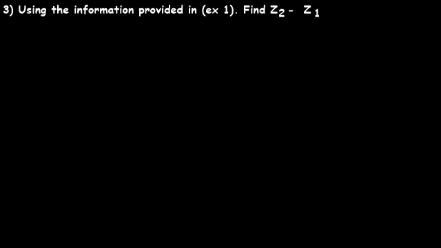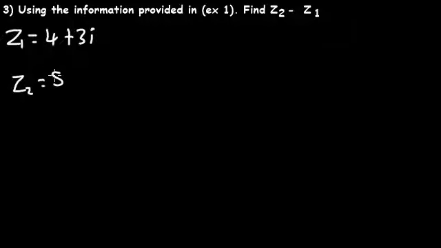Using the information provided in example 1, find Z2 minus Z1. If you could recall, we said Z1 is equal to 4 plus 3i, and Z2 is equal to 5 minus 2i. So right now, we want to find Z2 minus Z1. Keep in mind, the order is very, very important. It's relevant, you understand? So Z2 is coming first. This means we are doing the operation in this manner.